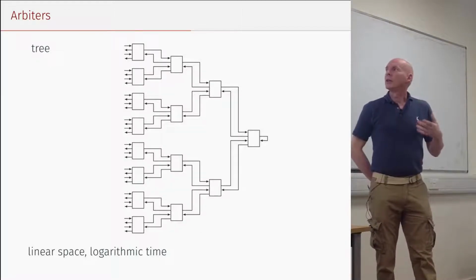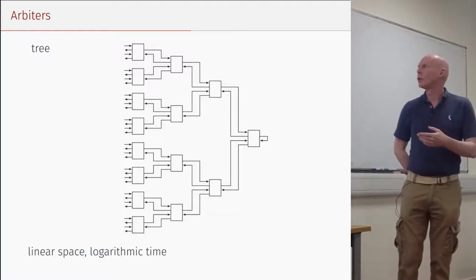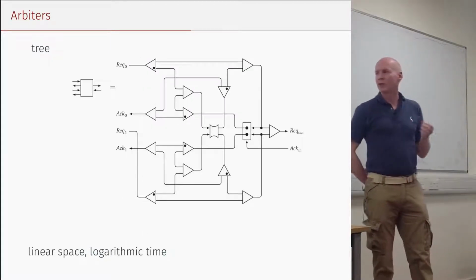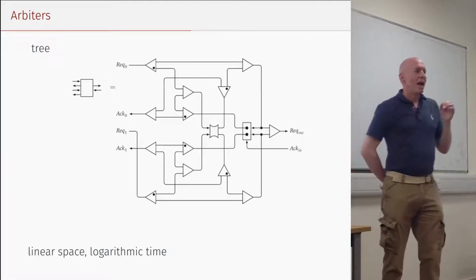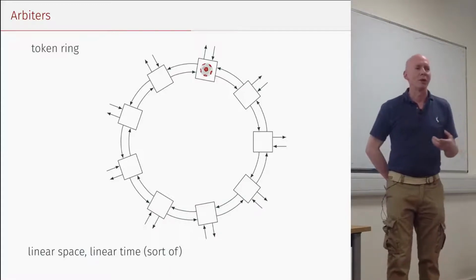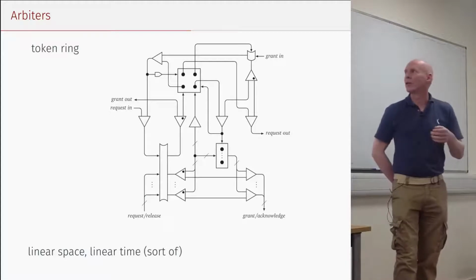The idea of the tree is that each node in the tree arbitrates between its descendants and forwards a request on behalf of the winner to its parent. That would be linear space and logarithmic time. And one more alternative is a token ring. The token ring arbiter can kick this token around the ring, and only the one that holds the token can grant a request from the environment.